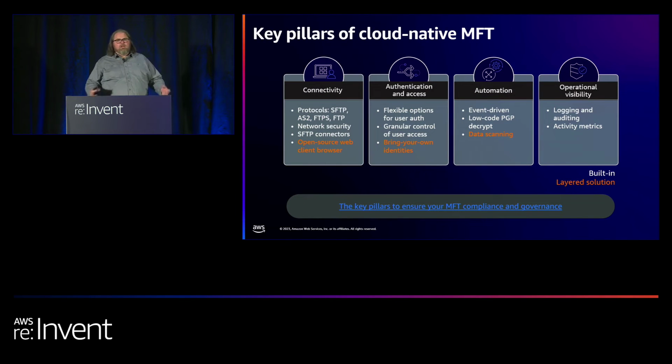So we divide our key pillars for AWS Transfer Family along these same lines. So we have connectivity, that's our main pillar. We need to have a variety of protocols. We're always looking to add more protocols. In fact, if you want to see Smitha and I after the session and suggest a protocol, we'd love to hear from you. We need to be able to ensure that you can provide network security, and we'll take a deeper dive on that here in a moment.